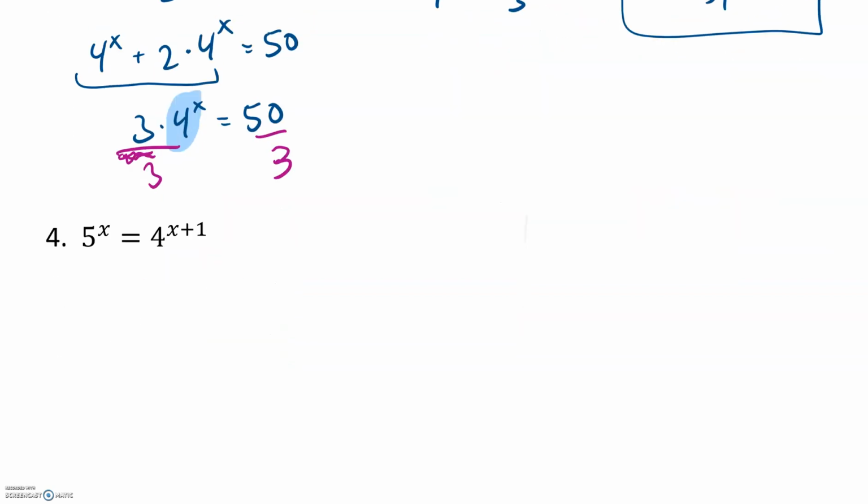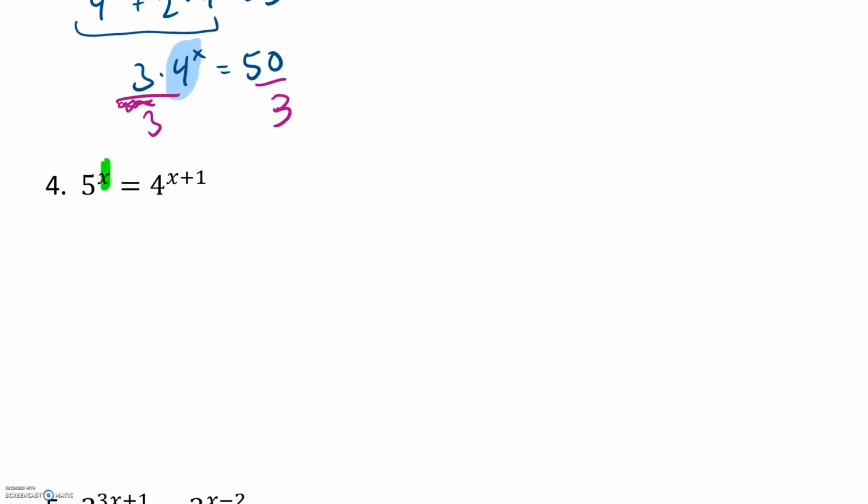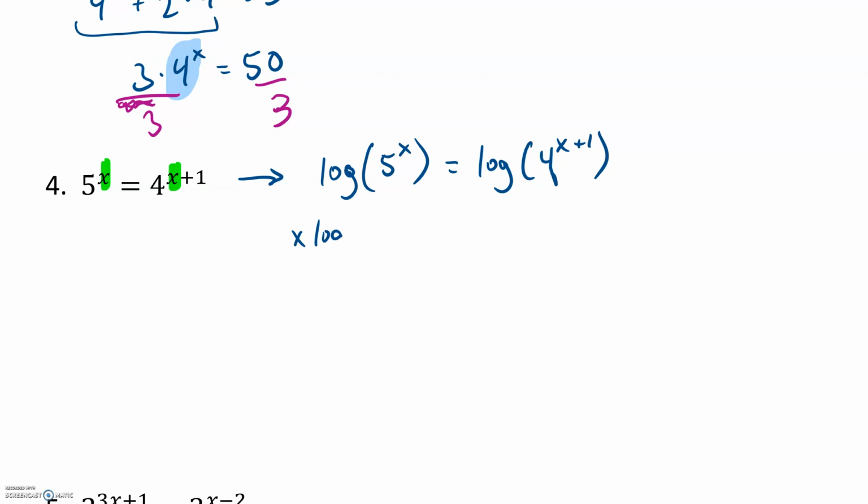Now looking at example 4, we have to be careful with this one because x appears in two exponents. So we're going to use our new strategy of taking log base 10 of both sides. Again, we could use any base, but log base 10 is convenient because we can calculate with that. And so there we go. And then I can pull those exponents to the front. This becomes x times log of 5 and x plus 1 times log of 4.